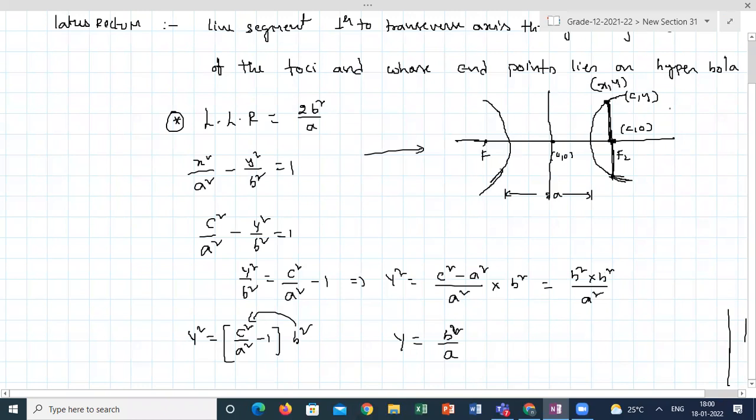So the total length is 2y, correct? Yes, sir. So the length of the latus rectum is 2y, which is equal to 2b square by a.